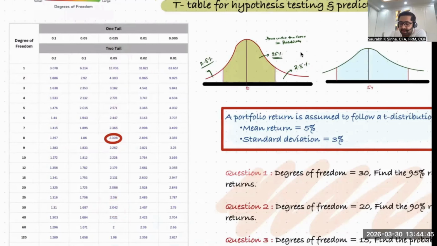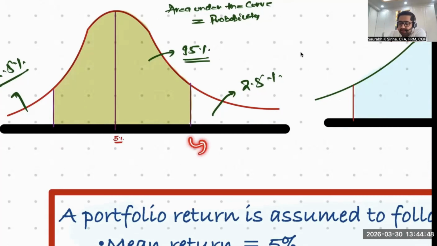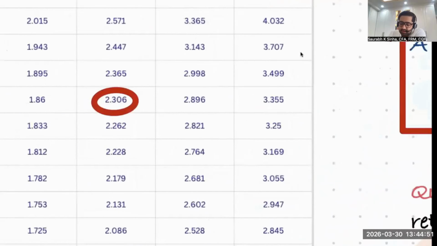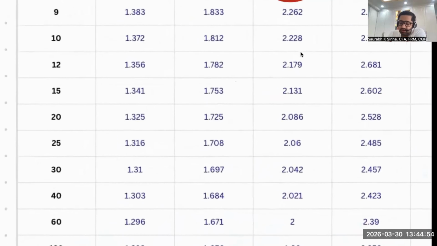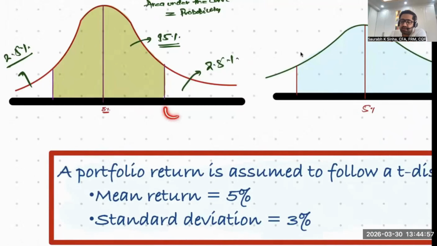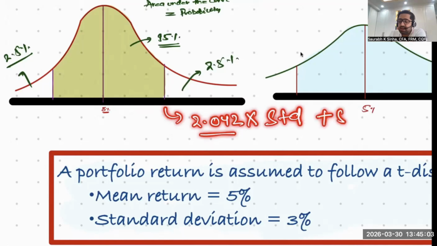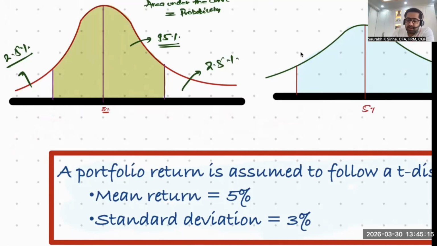So basically this point is 2.042 standard deviations away from the mean. And this point is also 2.042 standard deviations away from the mean. So what do you do? You will do 5 minus 2.042 into 3, and this point is 5 plus 2.042 into 3 standard deviations away from the mean.